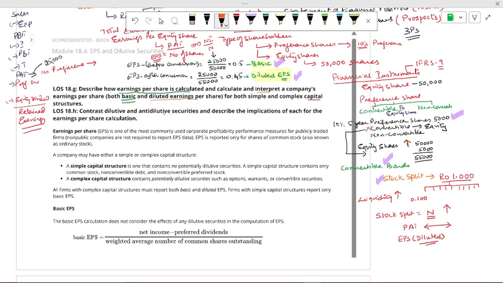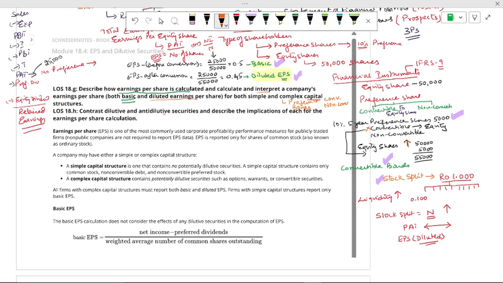When we say complex capital structure, nothing is there. We are talking in terms of preference shares. We are talking in terms of bonds. Either it will be convertible or it will be non-convertible. Every other information will be given clearly in the question. There will not be any confusion as such.